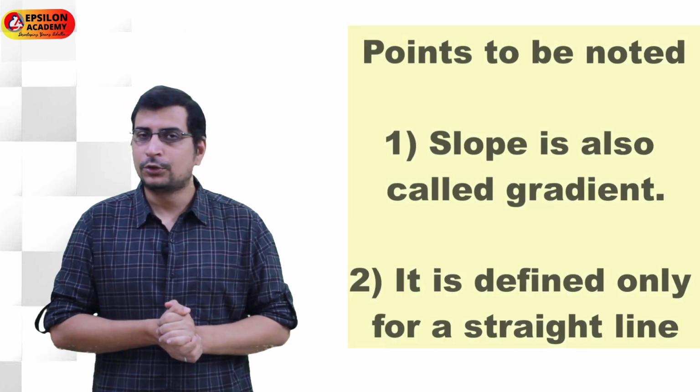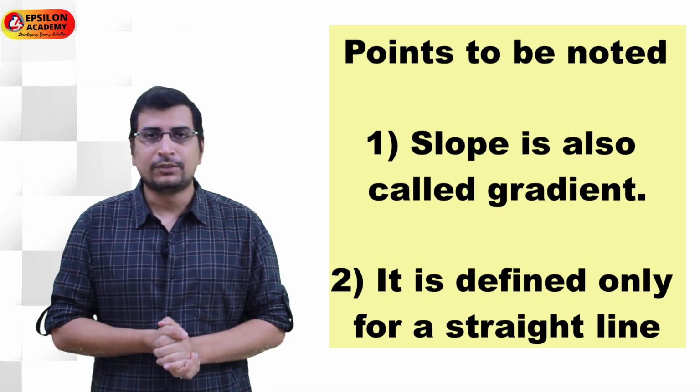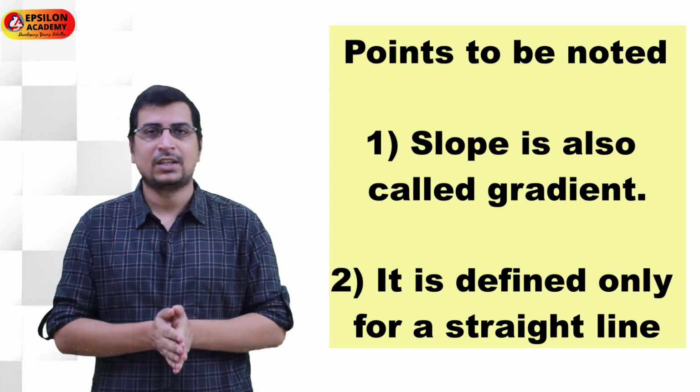So, having this point in mind, let's take the definition of slope into mathematics and analyze the same thing for the coordinate geometry and derive a formula for it. Let's get started. According to mathematics, there are two important points that you need to remember before we start with the definition of it. First thing, slope is also called gradient. Secondly, slope is defined only for a straight line.